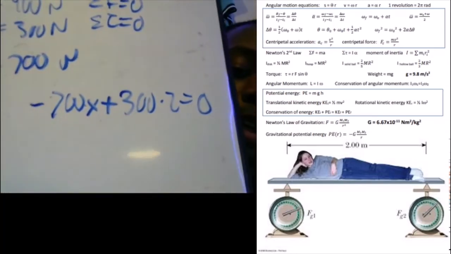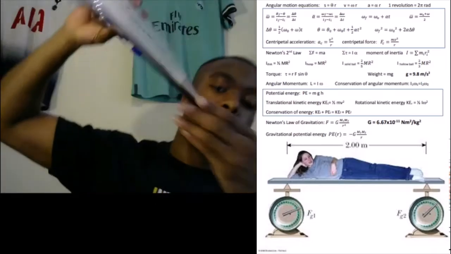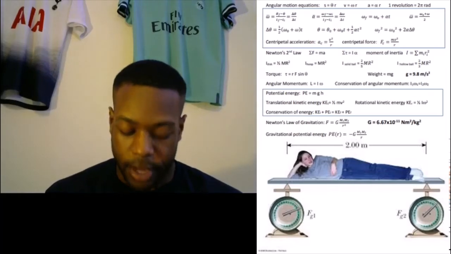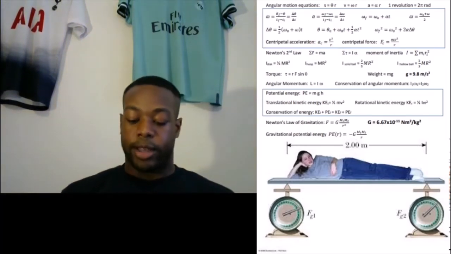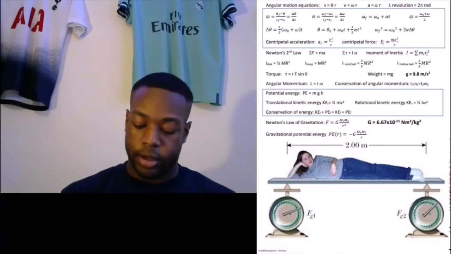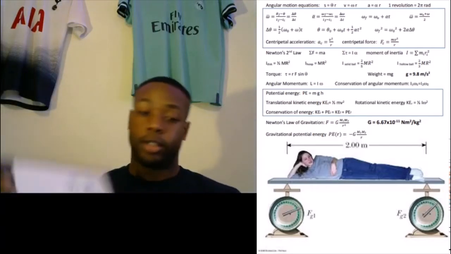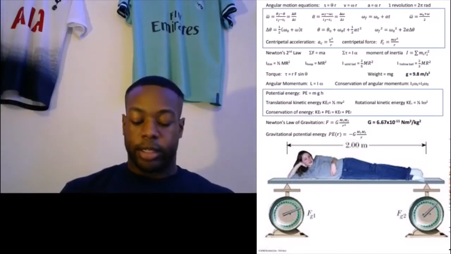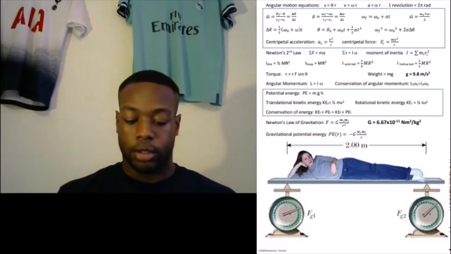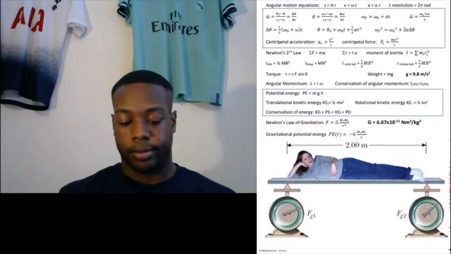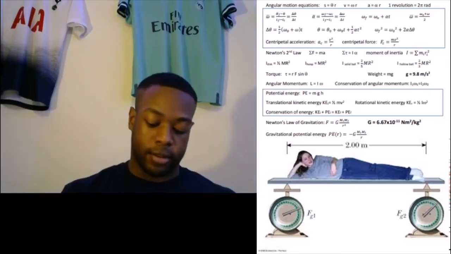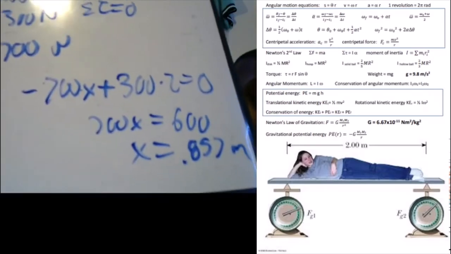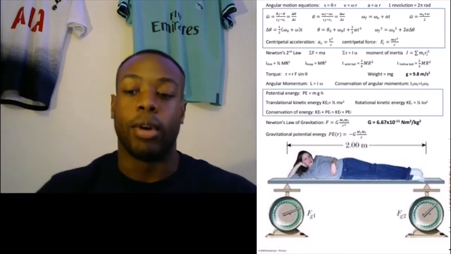It may not have been super clear, but we got negative for our weight value. We've got a positive for our force G2 value. We could just set those equal to each other. 700x equals 300 times 2, which is 600. It's not too complicated. We just do the algebra there. 600 divided by 700 should give us 0.857 meters. So not too complicated, and that is the process for that one.